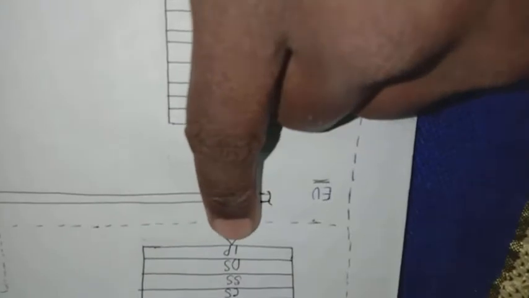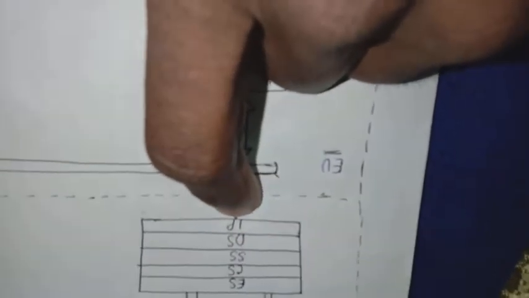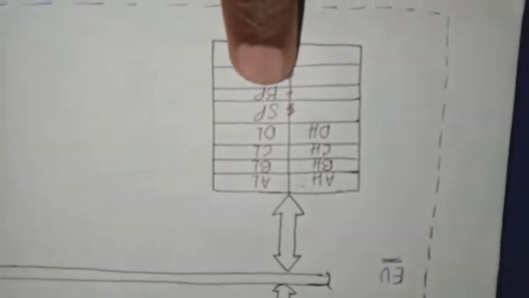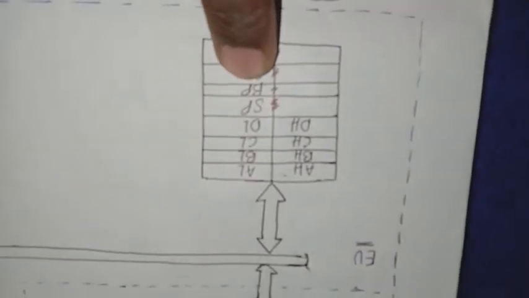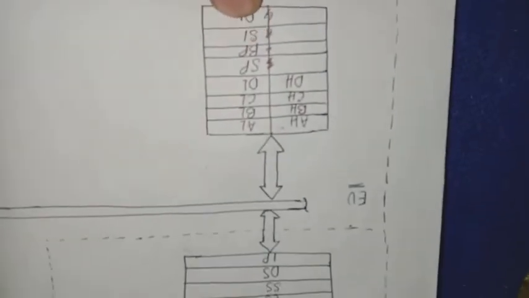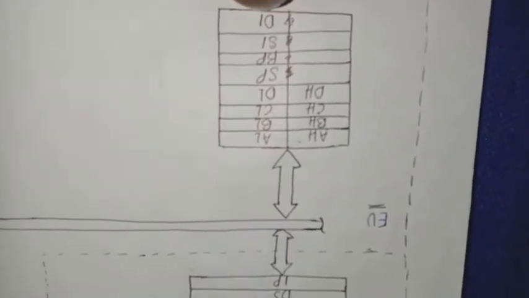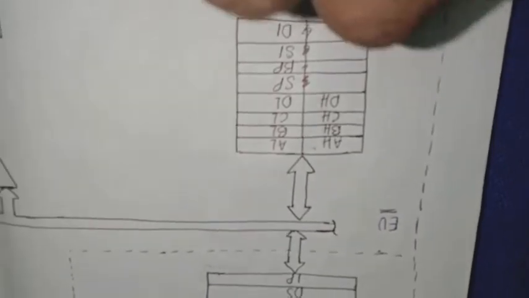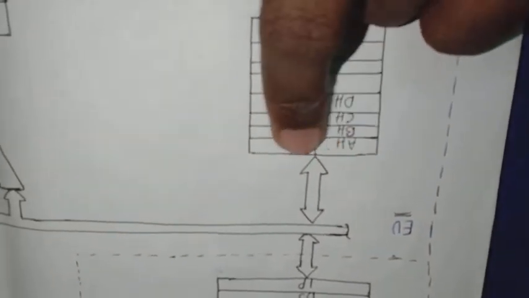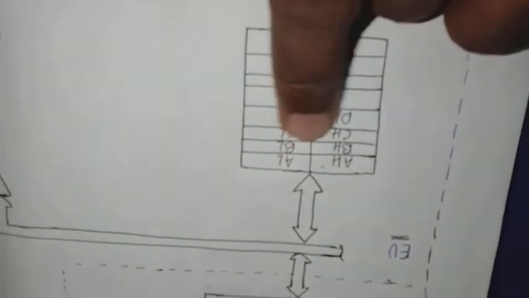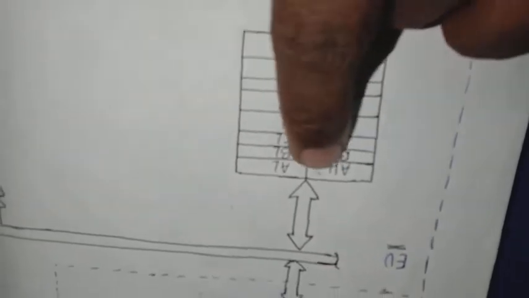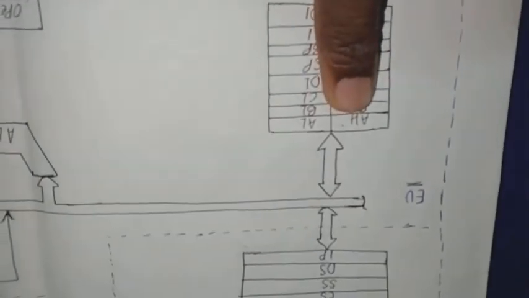As we said here, this IP stores the offset address of the code or data segment. And this SP and BP also store the base address, whereas SI and DI store the index or the offset addresses of the data. And AH, AL, BH, BL, CH, CL, DH, DL are used as general purpose registers for data storing.